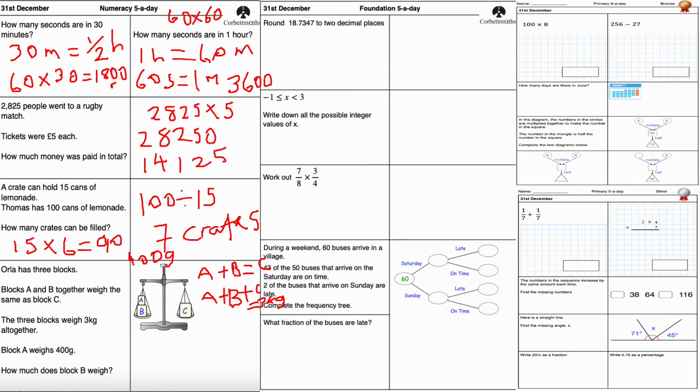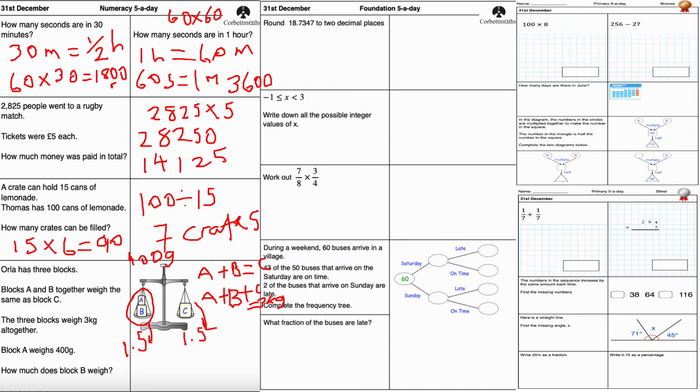Okay? Now, if we just ignore block A for a minute, and it's just B and C. So if I split that into 1.5 there and 1.5 there, okay? Because these two have to add to give me the same number as C. Okay, looking at my first equation.